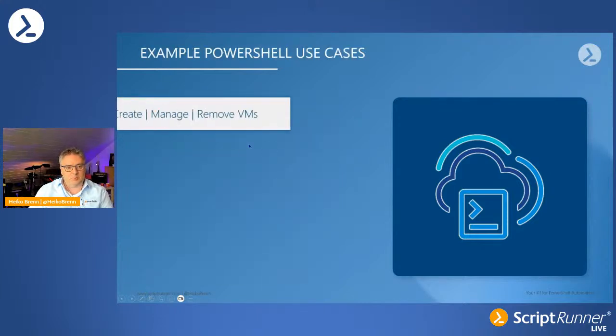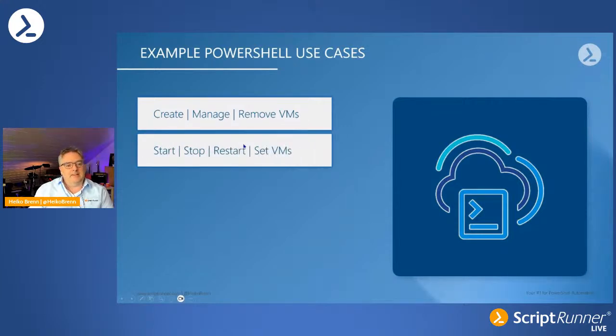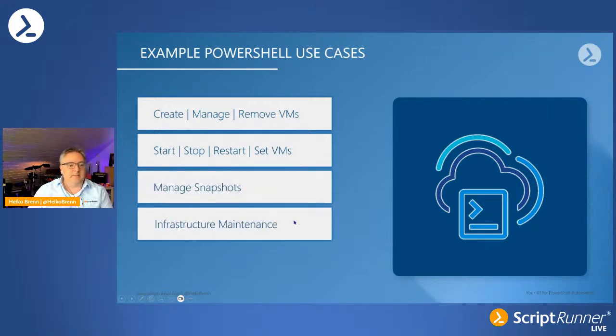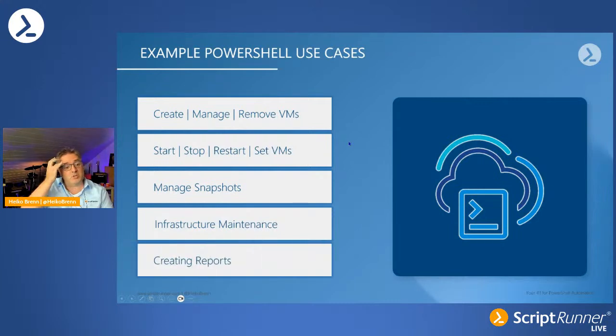Example use cases. What can you do when it comes to using PowerCLI? Obviously, you can create, manage, and remove VMs. You can start, stop, and restart. You can change configurations, and we will take a look at an example in this regard as well. You can manage snapshots. You can make all kinds of changes to your infrastructure, your networks, your storage, based on PowerShell. And of course, you can create reports about the current state of your VMware environment.